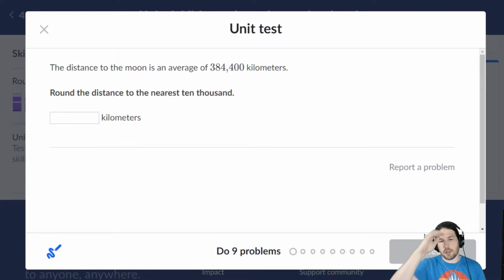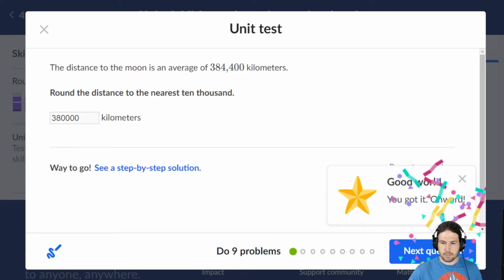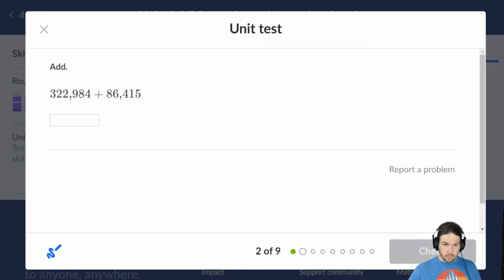The distance to the moon is an average of 384,400 kilometers. Round the distance to the nearest 10,000. That's 380,000 kilometers. Add.